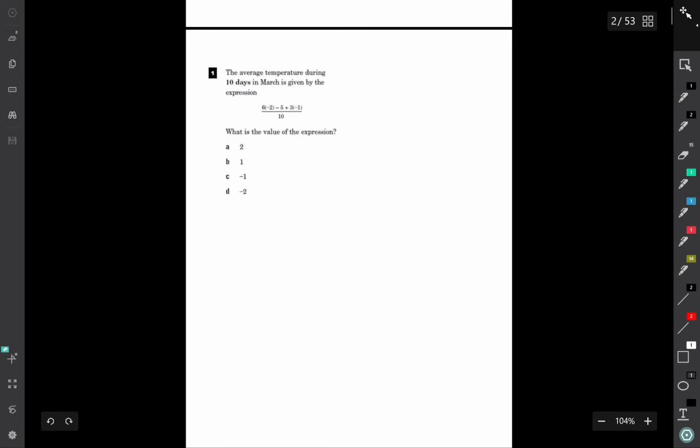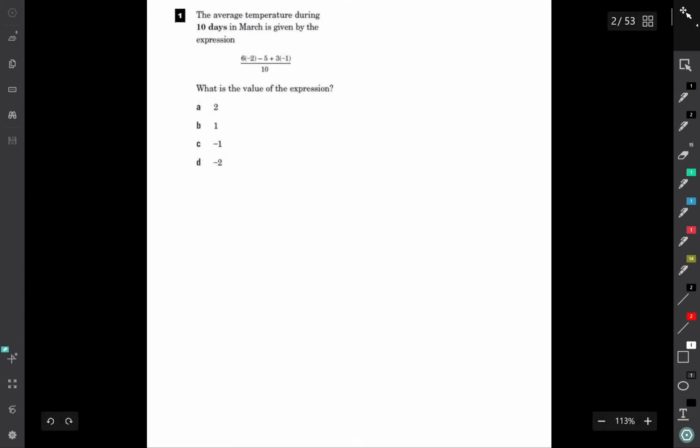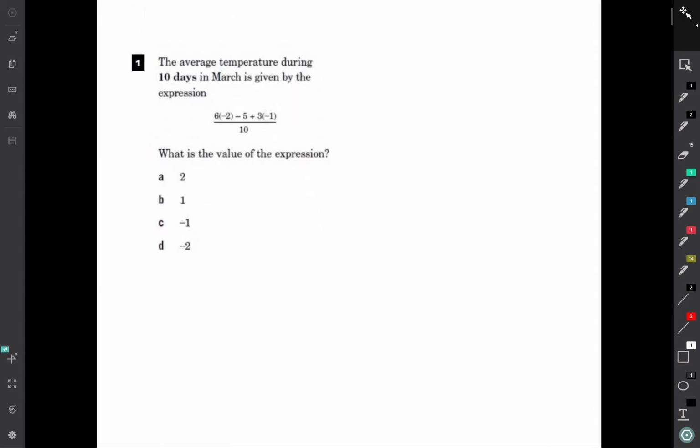You can see that I've separated each question so it has its own page so that I can show my work. You guys don't have this, but you can use rough paper to do your calculations. So question number 1. The average temperature during 10 days in March is given by the expression 6 times -2 minus 5 plus 3 times -1 all over 10. What is the value of this expression?